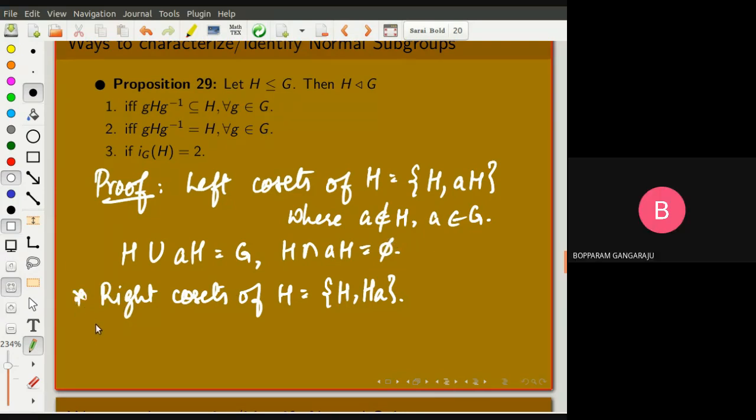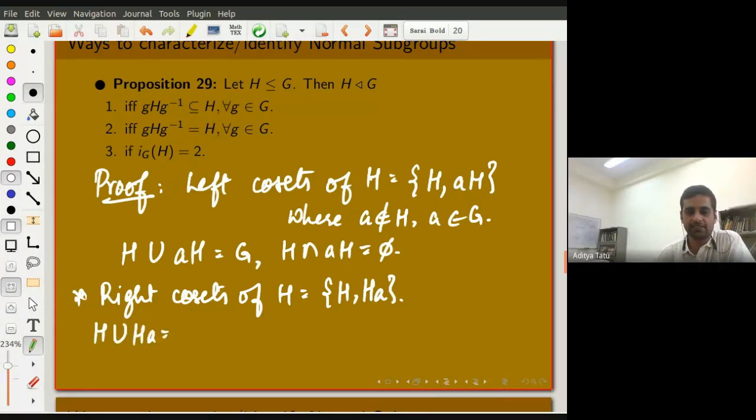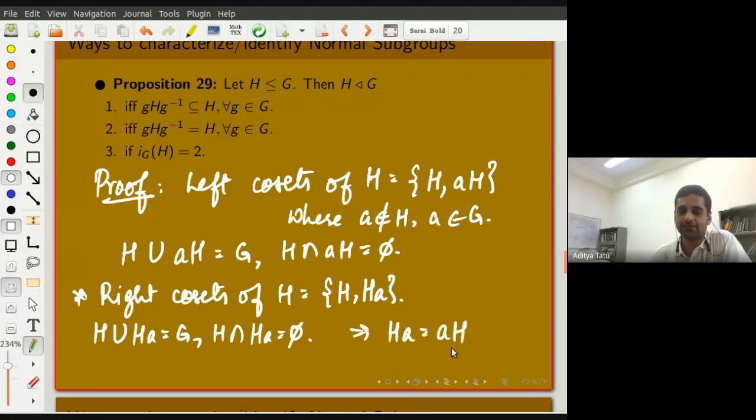Yes, sir. Then the same thing: H union HA is G, H intersection HA is phi. What can we say about HA and AH? Both should be equal, as desired. Therefore, H is a normal subgroup of G. Because of course the first left and right cosets are H, and the second left and right cosets are one and the same, which is the definition of a normal subgroup.